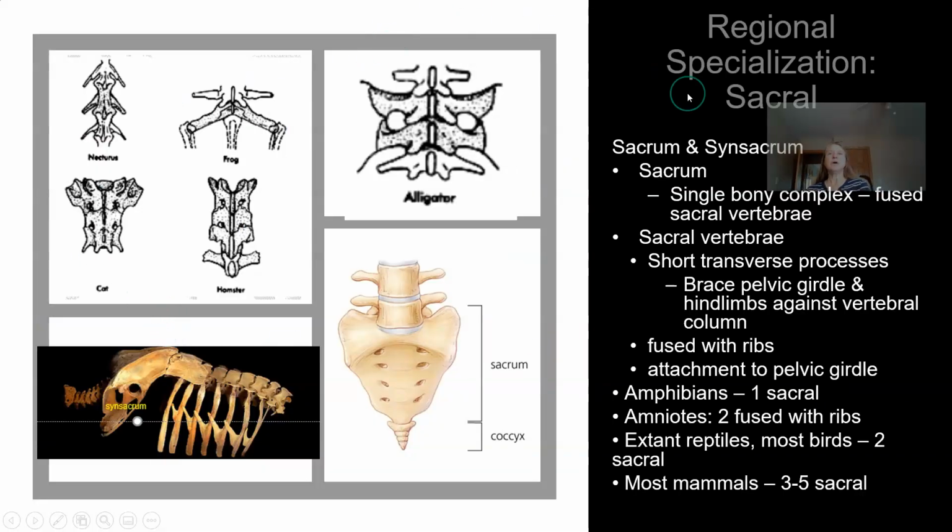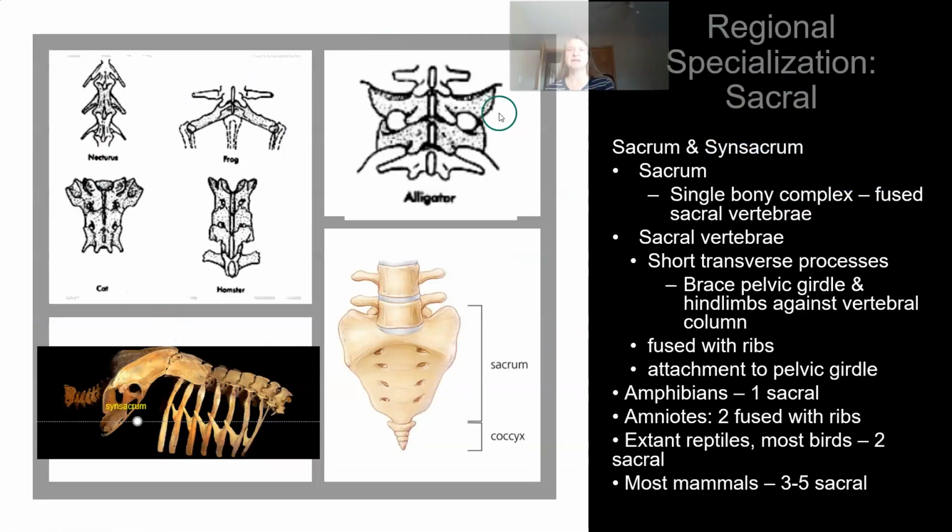Okay, so regional specialization in the sacral region. This has to do with providing a solid support for weight bearing with our lower limbs. So we see fusion in the sacrum or synsacrum. With the sacrum in general, the sacrum is a single bony complex, and it's basically a bunch of fused sacral vertebrae. So in the human, this is all our sacrum, and then we still have a tail. This is our coccyx, or tail.